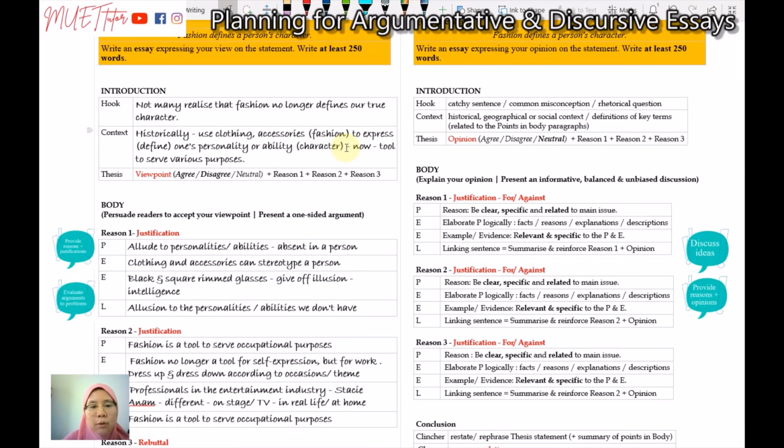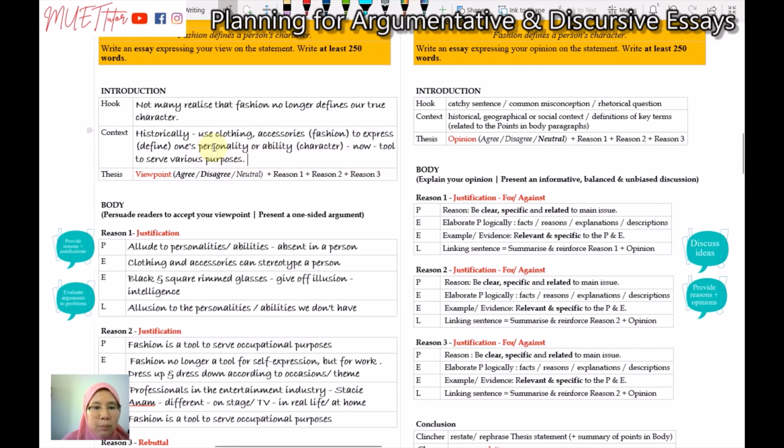And then since all 3 of my points below relate to fashion being something that serves 3 different purposes, I wrote tool to serve various purposes. But let's not write the points in detail yet in this context. We put the details in the thesis.